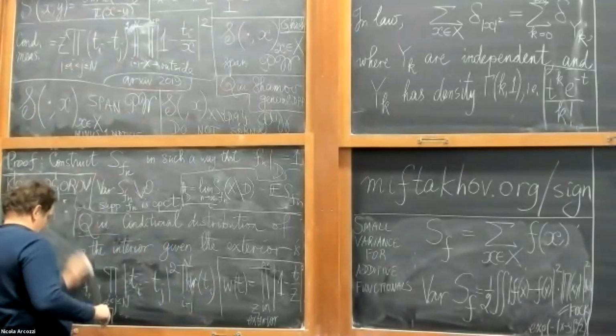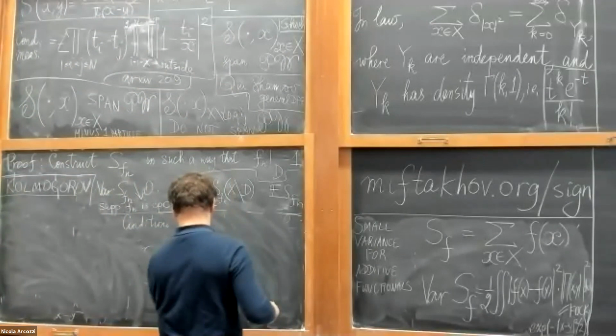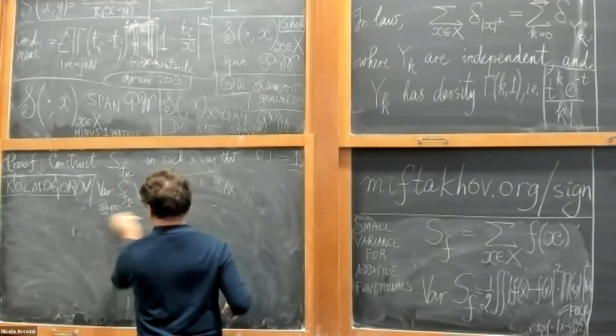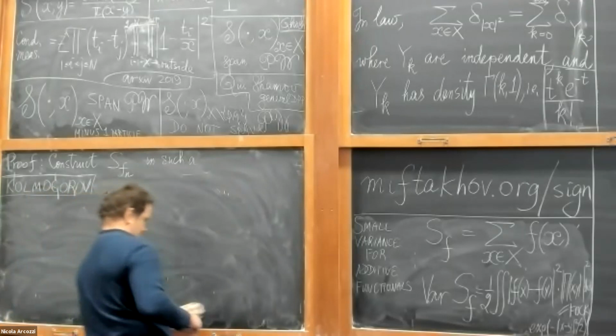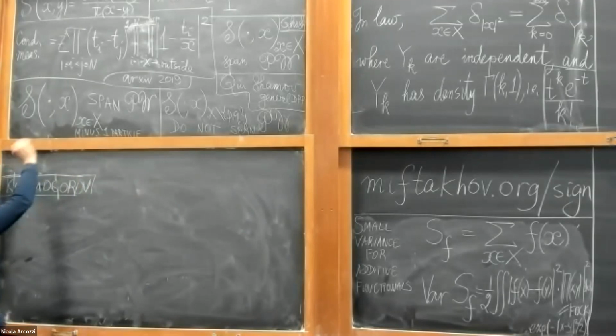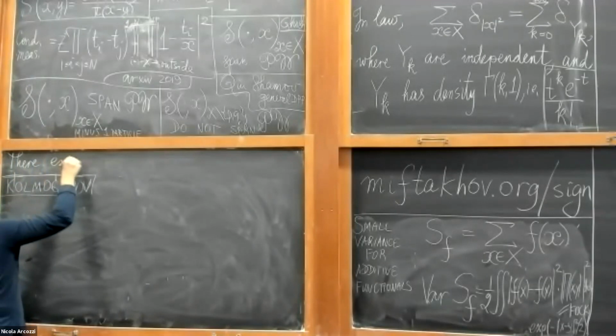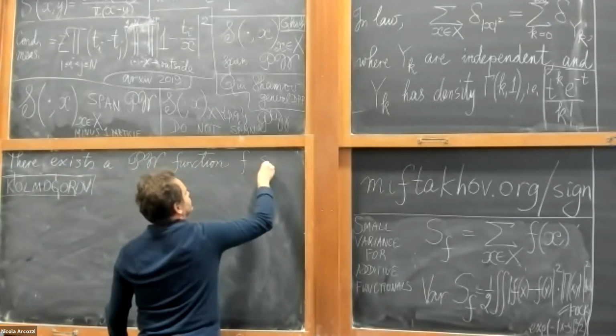And in fact, let me write quite clearly. Not only do they not span, in fact, there exists a Paley-Wiener function f such that f restricted to X minus p, q is equal to zero.